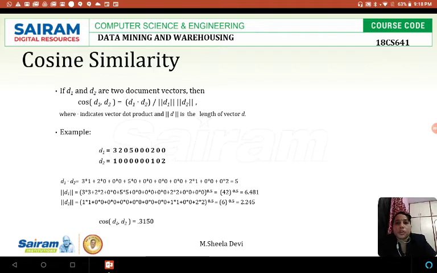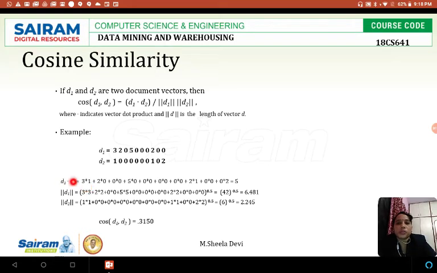Mod d always gives the length of the vector d, and d1 dot d2 is nothing but the dot product, which you would have studied in mathematics. So we will take the document vectors: d1 is equal to 3 2 0 5 0 0 0 2 0 0, which is the value of the data object d1, and the second data object d2 is 1 0 0 0 1 0 0 0 1 0 2.